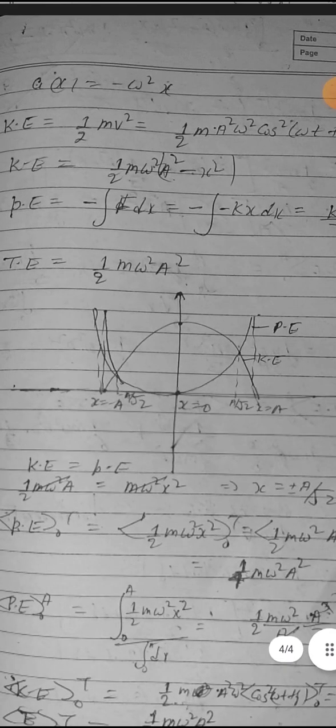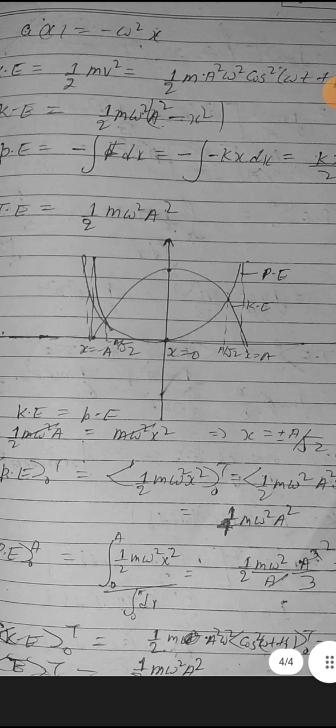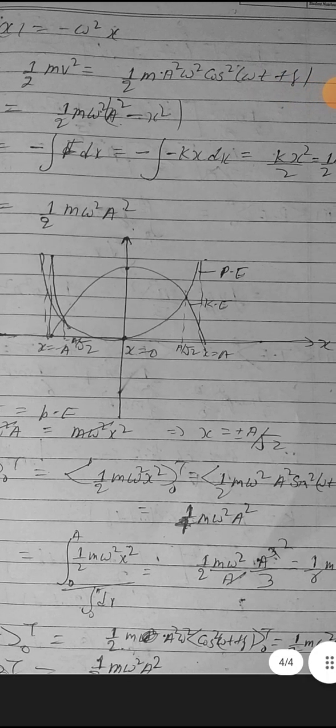Now you can see that the two graphs are cutting each other. So if it is asked to find the position at which potential energy is equal to kinetic energy, you can easily calculate it by equating kinetic energy, half m omega square into a square minus x square, equal to half m omega square x square, and we get x equal to plus minus a upon root 2. So at two positions kinetic energy would be equal to potential energy, and those are a upon root 2 and minus a upon root 2.